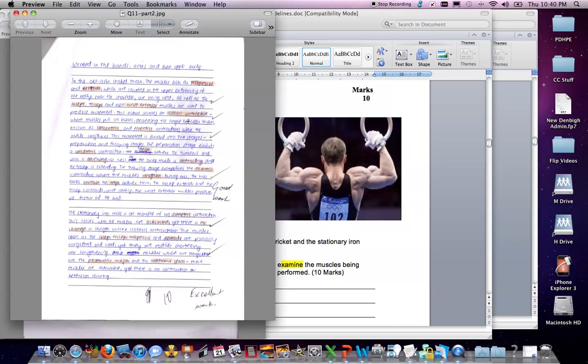Places where people fell down was not so much the incorrect muscles being identified, but not identifying enough of them, and then being able to correctly identify the types of contractions that were being used. But generally well done, so thank you.